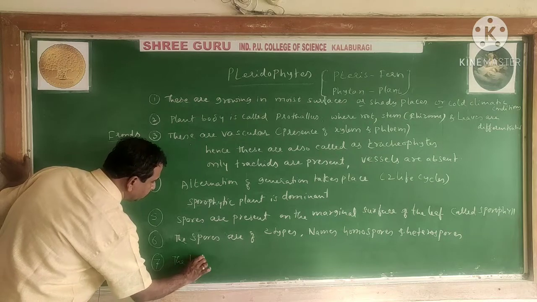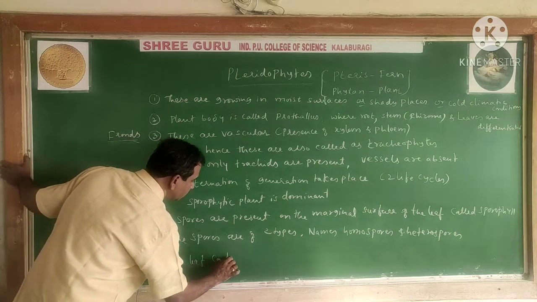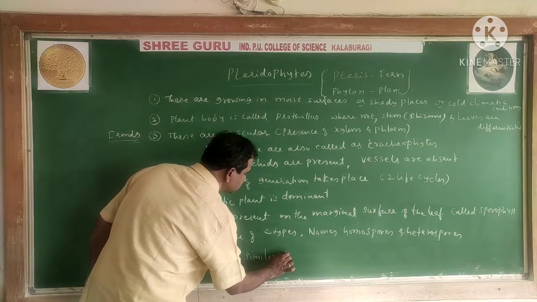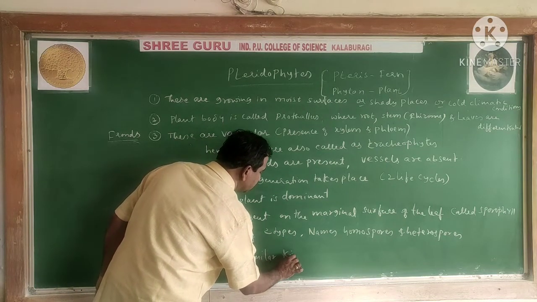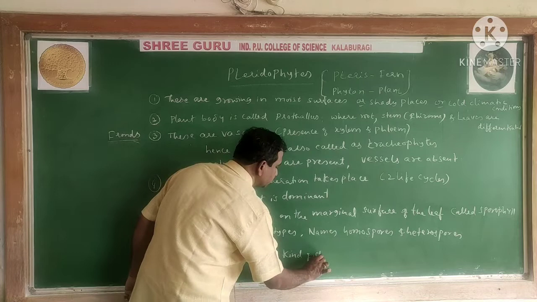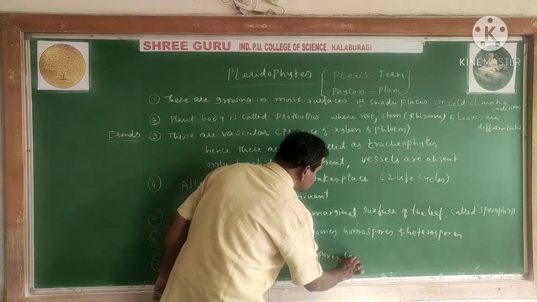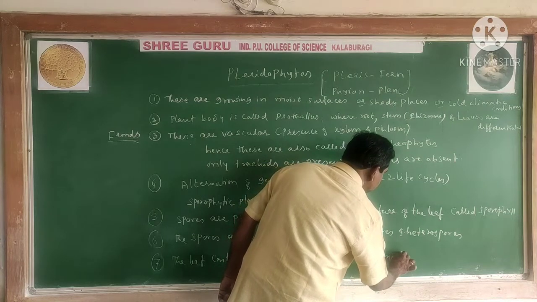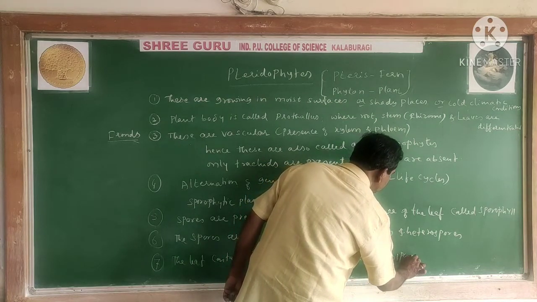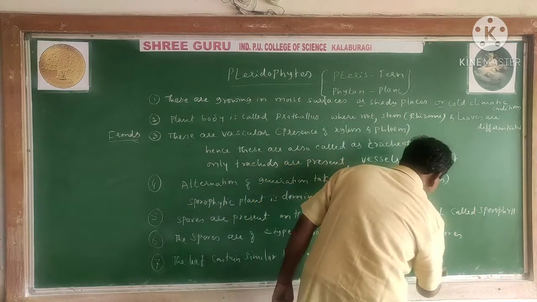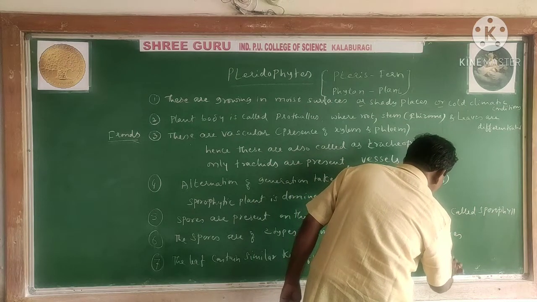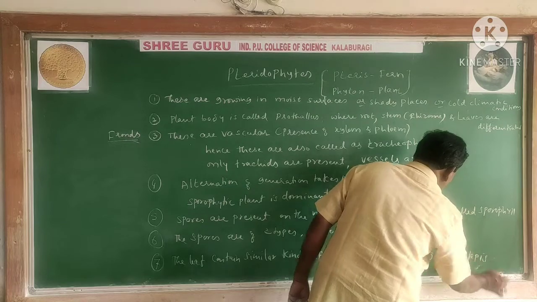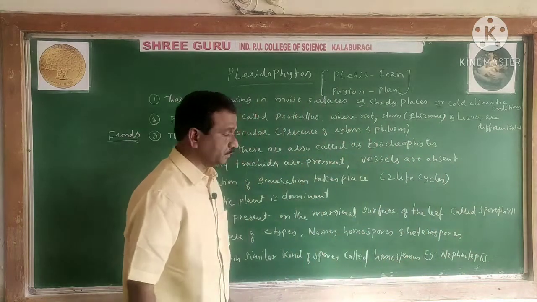the leaf contains similar kinds of spores, called homospores. Example, Nephrolepis. What we have drawn earlier, that is Nephrolepis.